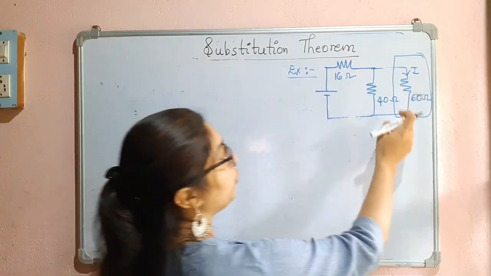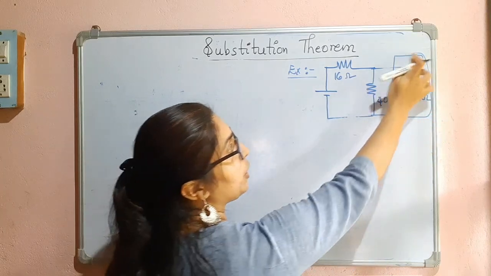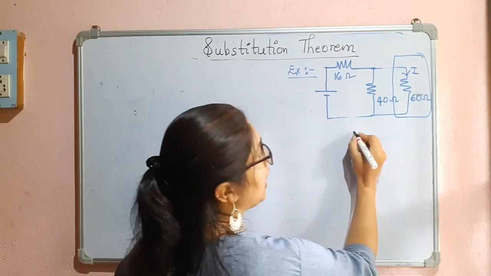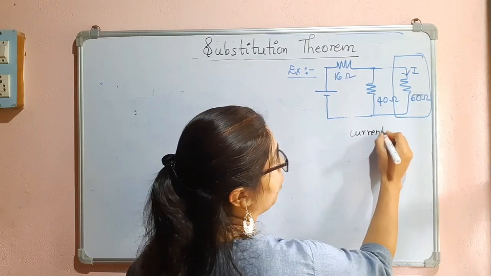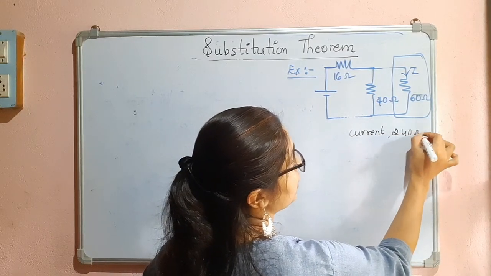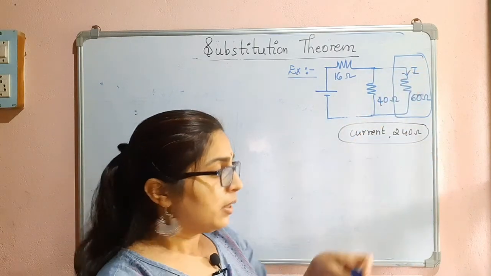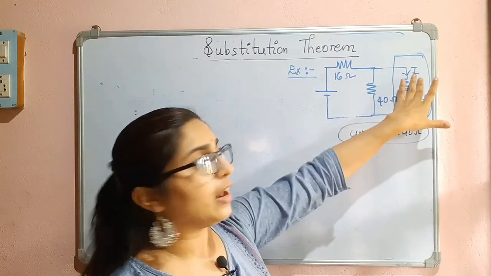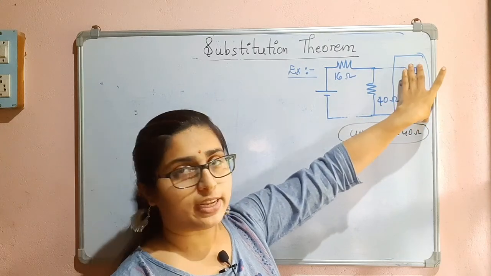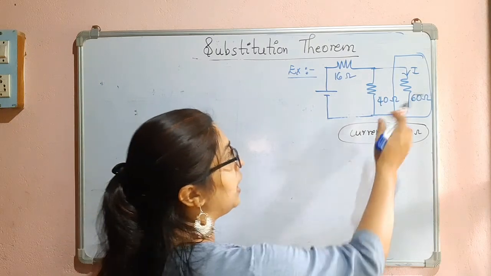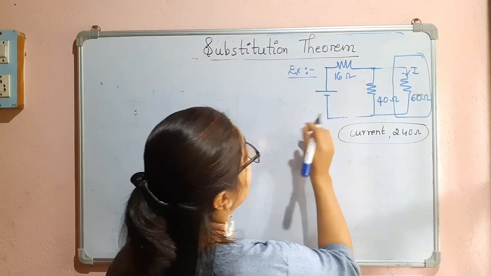We are asked to replace this particular section, the 60 ohm section, using a current source and a 240 ohm resistance. That means a practical current source is asked. We have to replace this particular branch, so we have to find the value of the current. We also have to find the voltage, because that should be maintained constant, and this circuit will be unaltered.